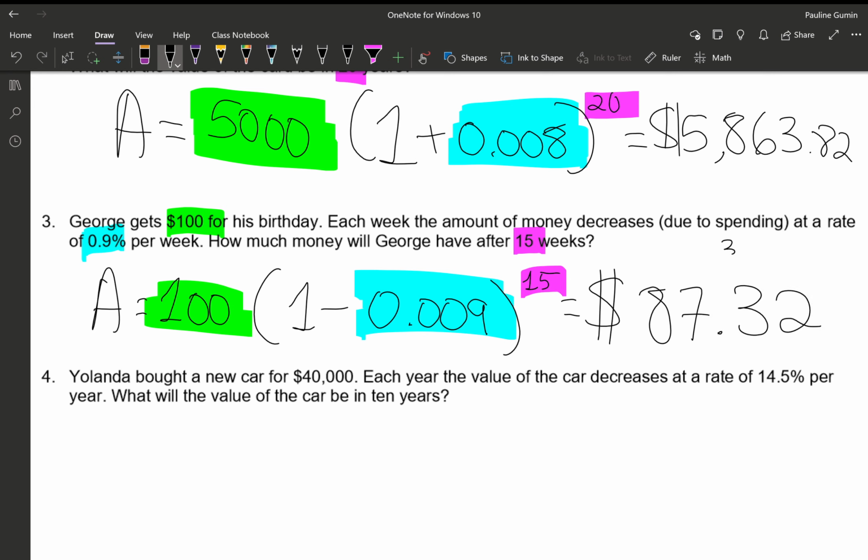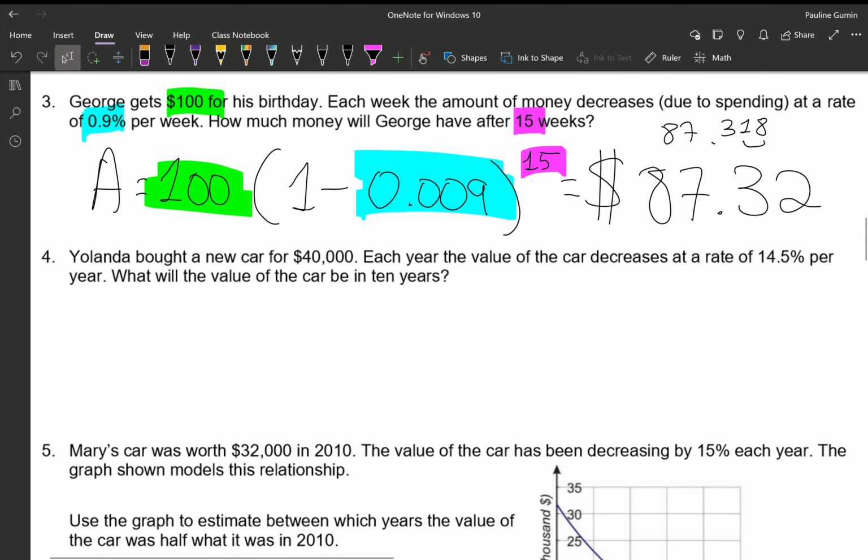$87.32. Now, on our calculator, I actually got 0.138, and I rounded the 1 and the 8 to give me a 0.32. Number 4, Yolanda bought a new car for $40,000. Each year, the value of the car decreases at a rate of 14.5% a year. What will the value of the car be in 10 years?